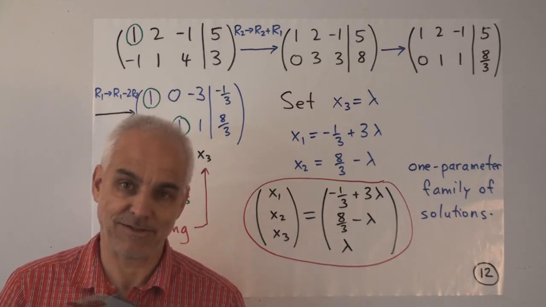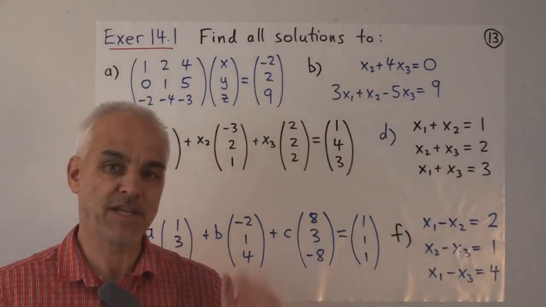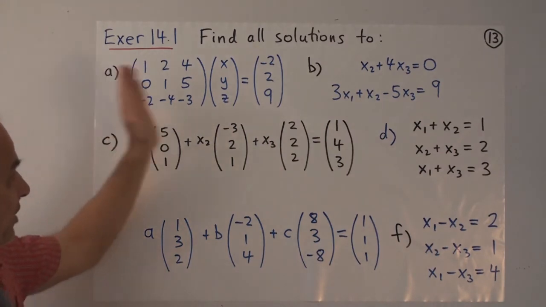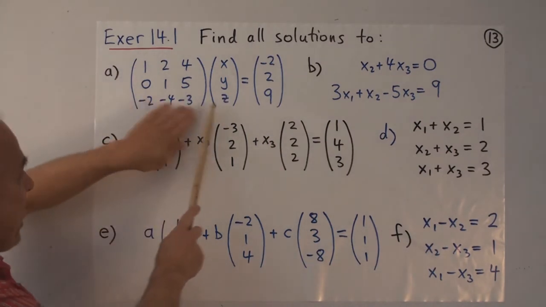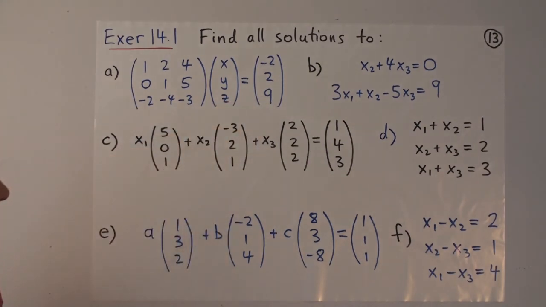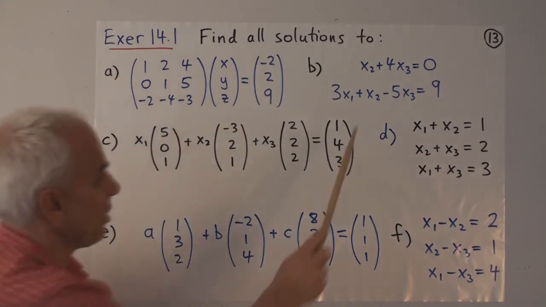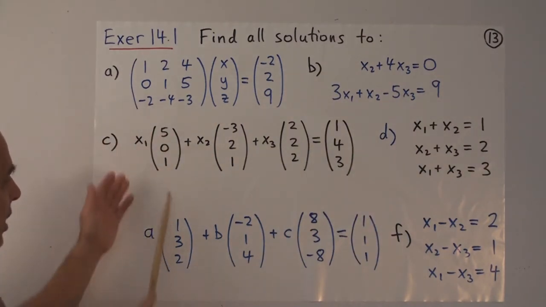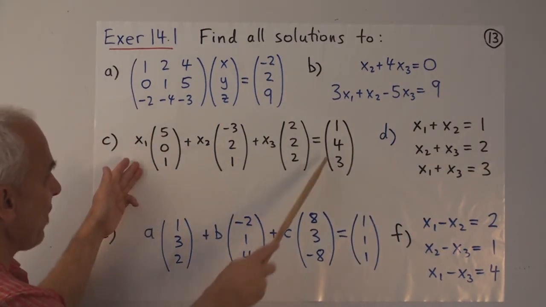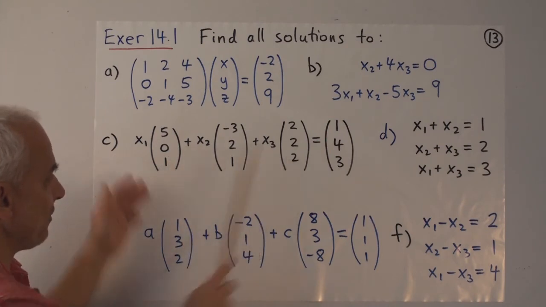Let's have a look at some exercises. For our first exercise, I'm asking you to find all solutions to various systems. Here's an AX equals B system in matrix form. Here are 2 equations and 3 variables. Here we're looking to see how many ways we can write this vector as a linear combination of these 3 vectors.